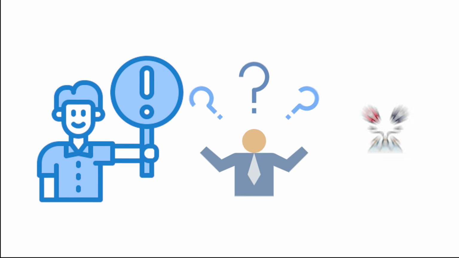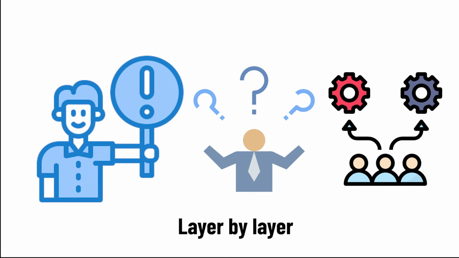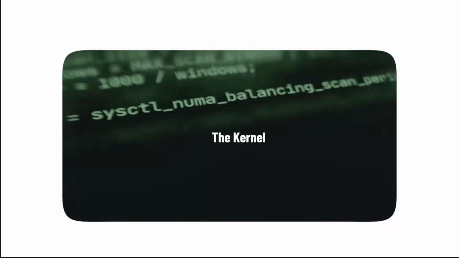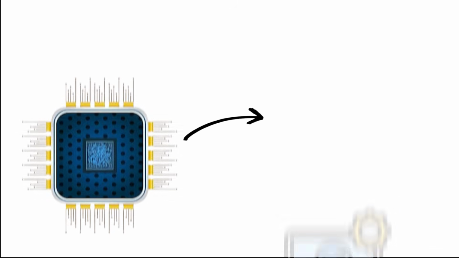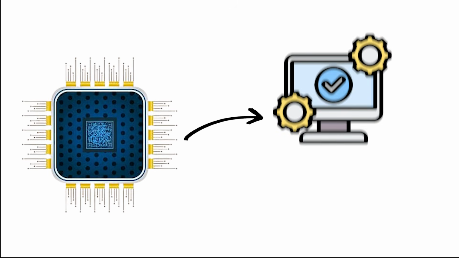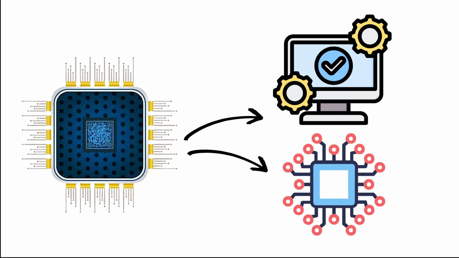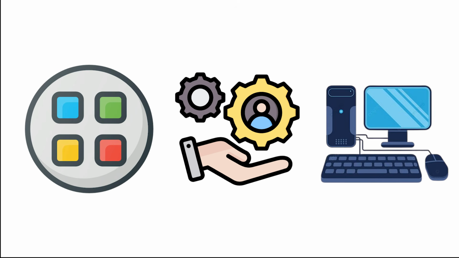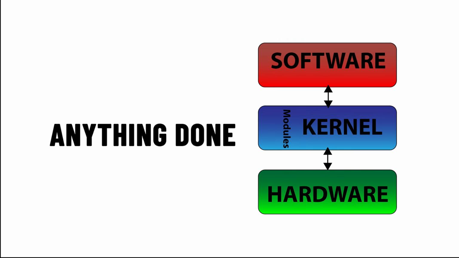Every core piece of software on your computer, what it does, why it is there, and what alternatives exist. Layer by layer. The kernel. The kernel is the first real piece of software that runs. It sits between your hardware and everything else. Every app, every service, every process on your computer talks to the kernel to get anything done.